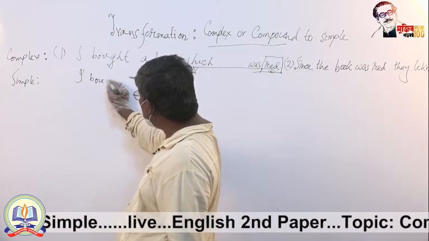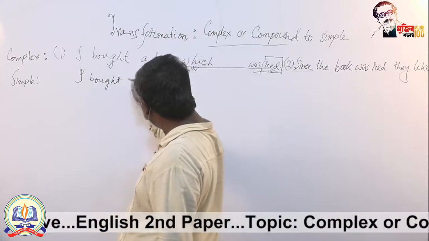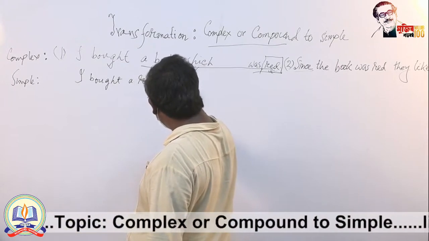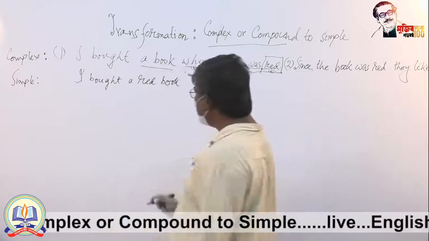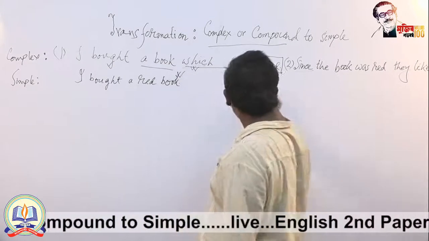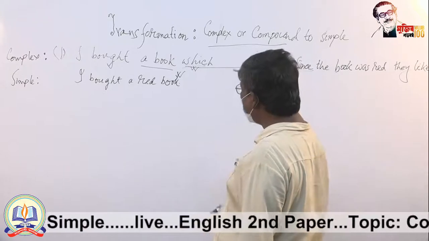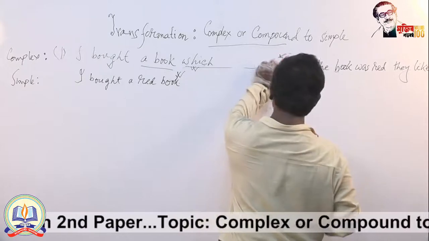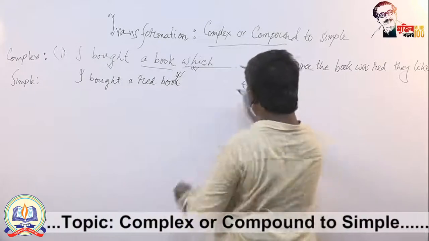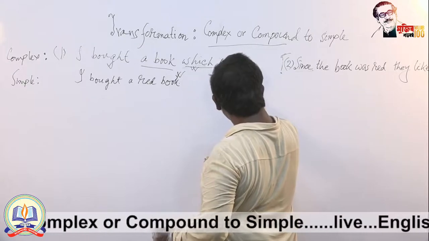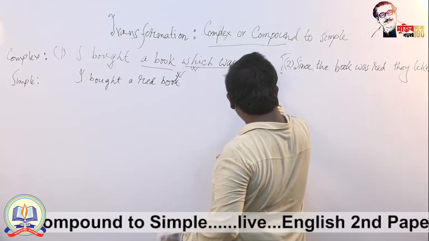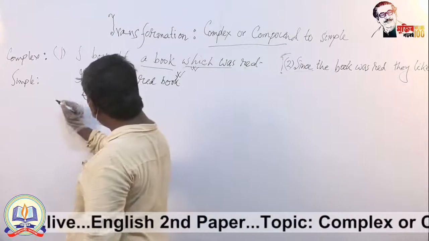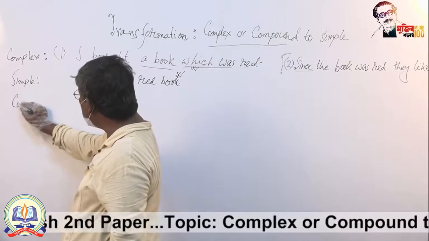I bought a red book, and this is the simple sentence of this complex sentence, I bought a book which was red. So, let us have a few more sentences like this one.